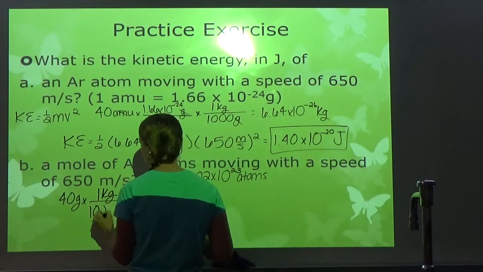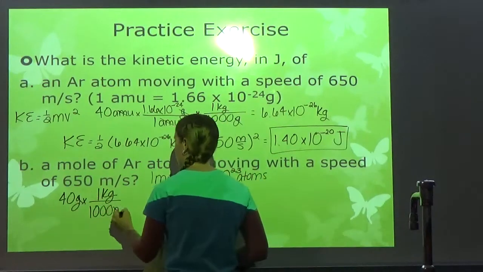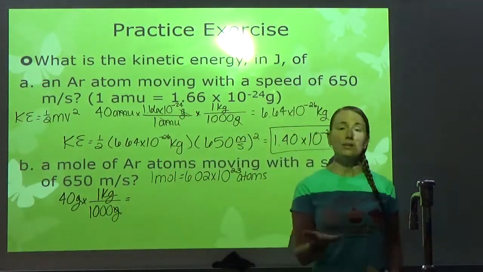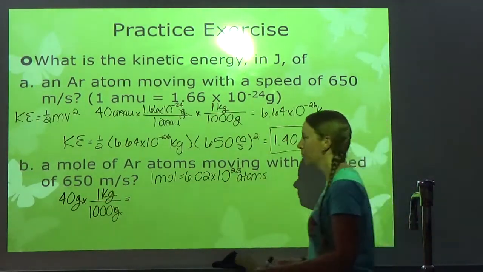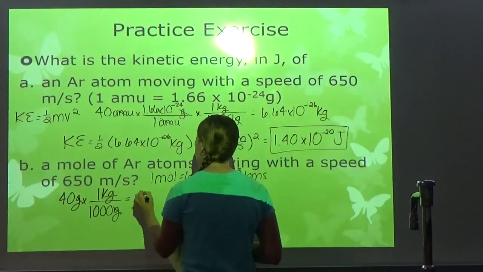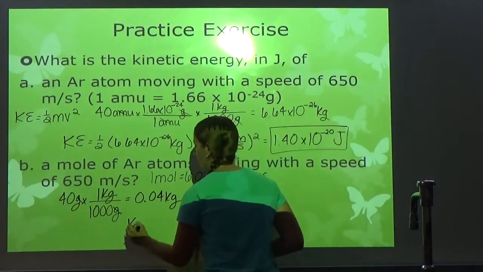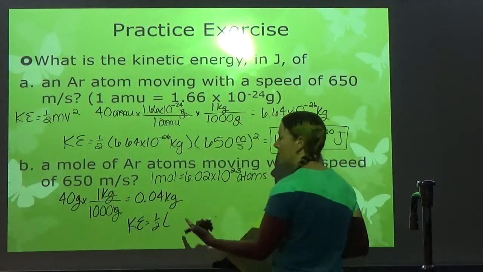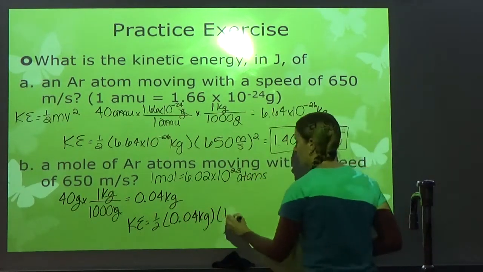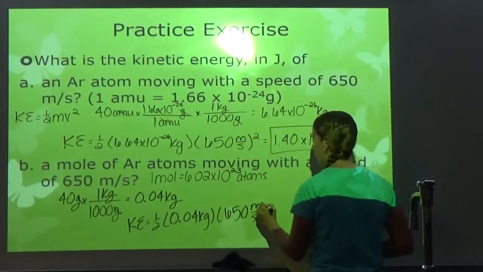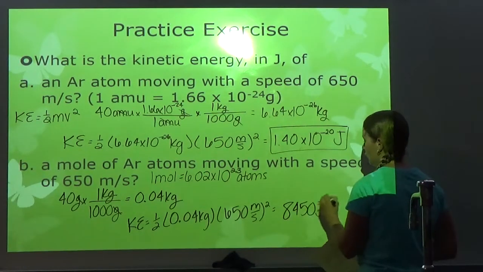All right, so we know that 40 grams can become kilograms by saying that 1 kilogram is 1,000 grams. Of course, when we're talking about a mole of a substance, we can use the number off the periodic table, but we can put grams behind it instead of AMU. So that turns it into 0.04 kilograms. And then we just plug into our kinetic energy formula: 1/2 my mass, this time 0.04 kilograms, times my velocity squared, 650 meters per second squared. Then I just multiply it, and I get about 8,450 joules.